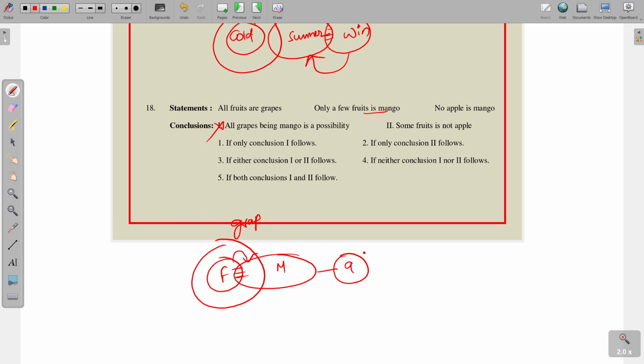Some fruits are not apple. See, so fruits here, apple here, some part of the fruits is mango and no mango is apple. So the second conclusion definitely follows. Only option 2 is the answer. Next.